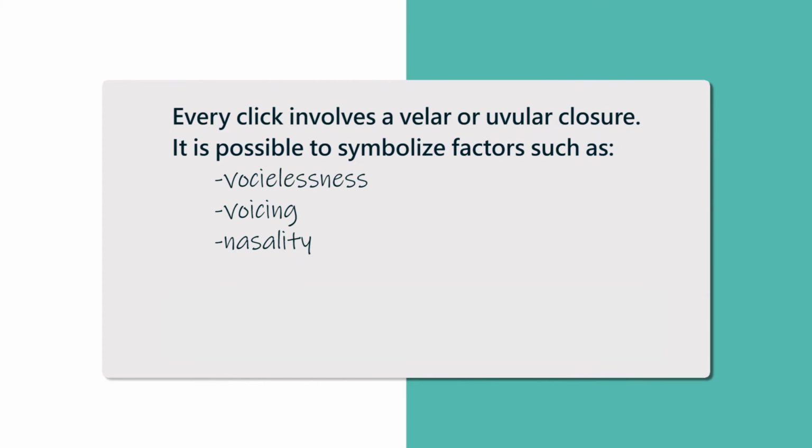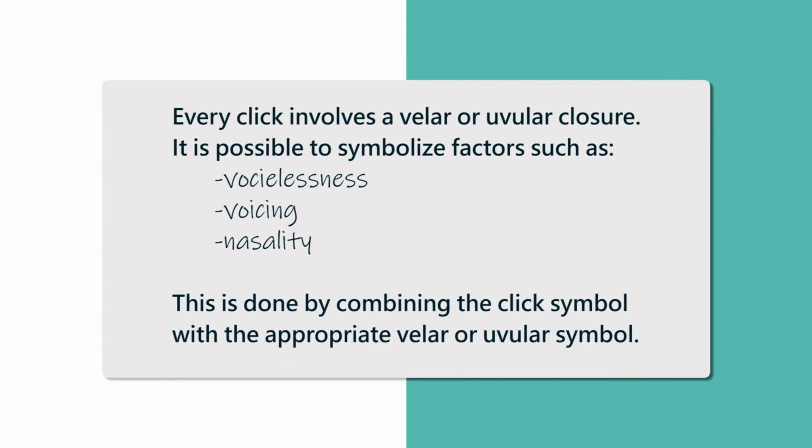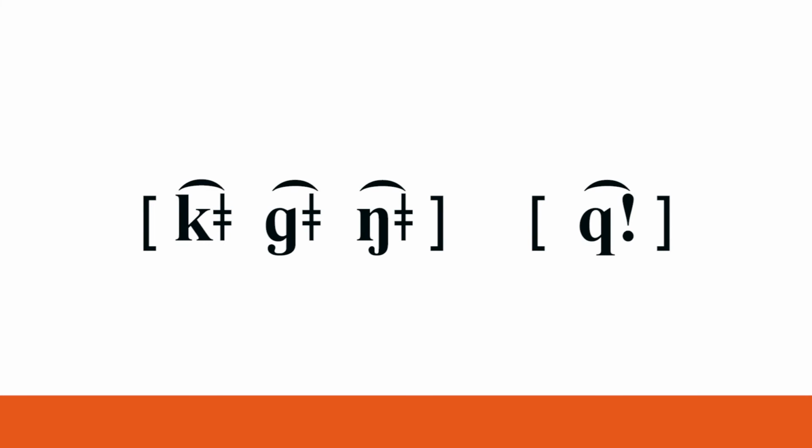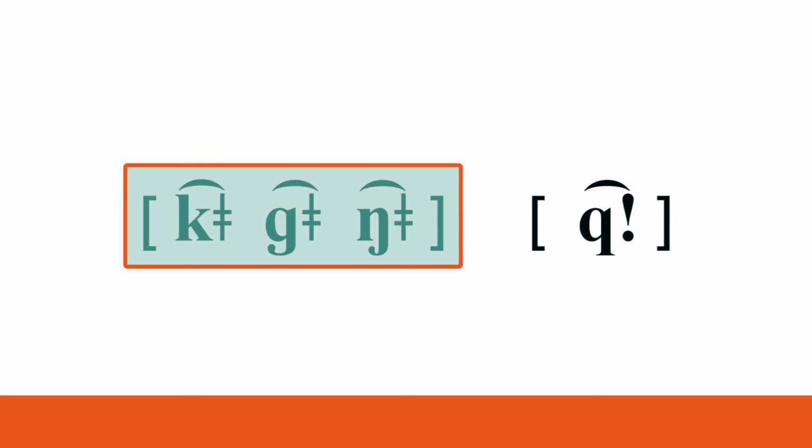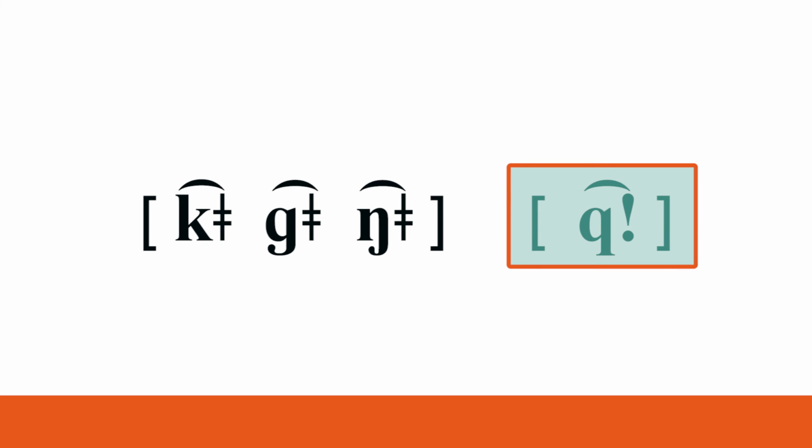Every click involves a velar or uvular closure. It is therefore possible to symbolize factors such as voicelessness, voicing, or nasality of the click by combining the click symbol with the appropriate velar or uvular symbol. As you can see here, I've used a tie bar to combine the click sound with the appropriate consonant. These are velar consonants, and this one is uvular. As you can see, there are uvular clicks as well.